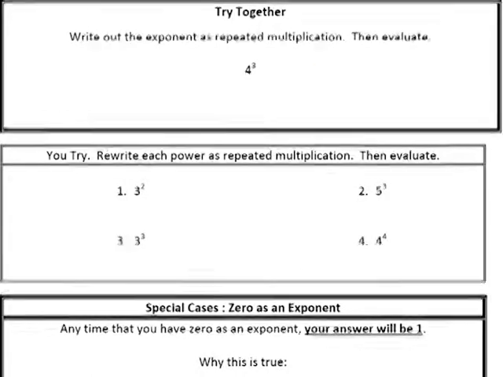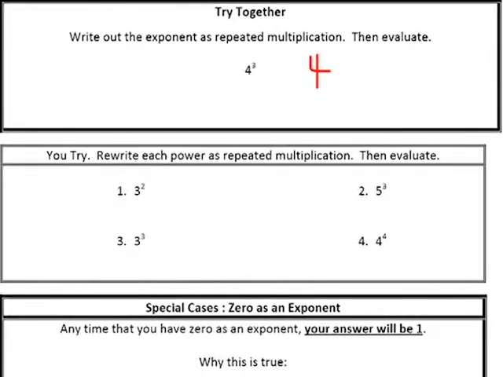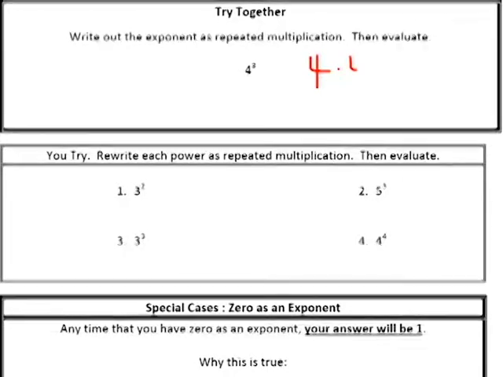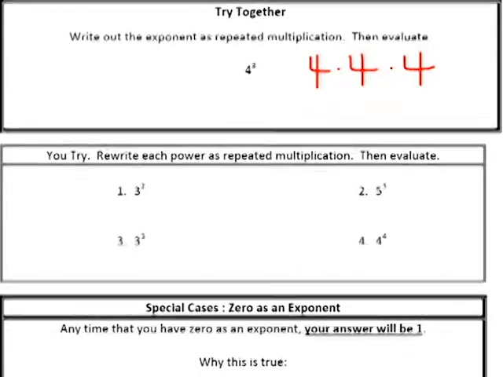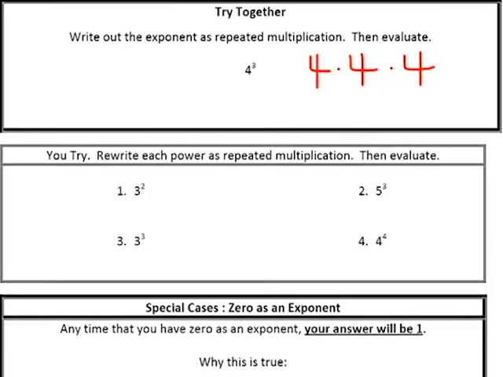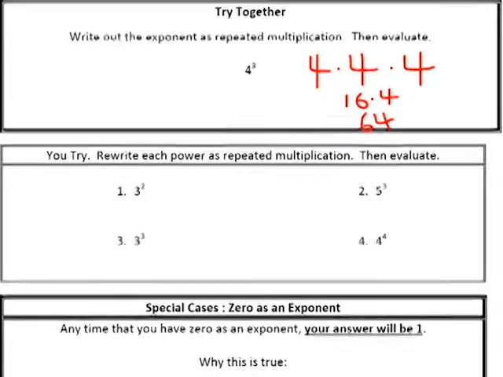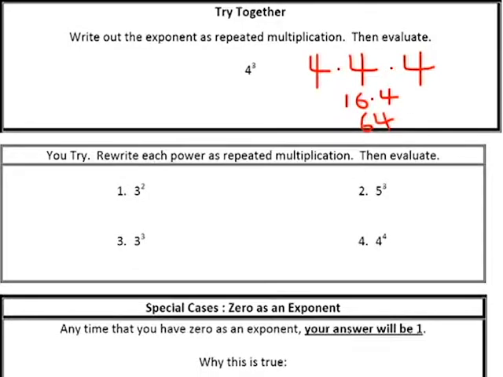Let's try one together. We take our base and we multiply it however many times our exponent tells us to. Altogether, this is called a power, the base and the exponent. 4 times 4 is 16. 16 times 4 is 64. Exponents and powers are great things to do in your calculator because the numbers can get pretty big.